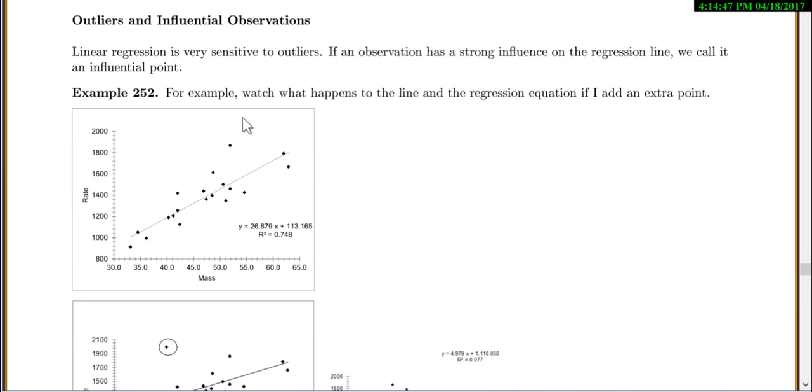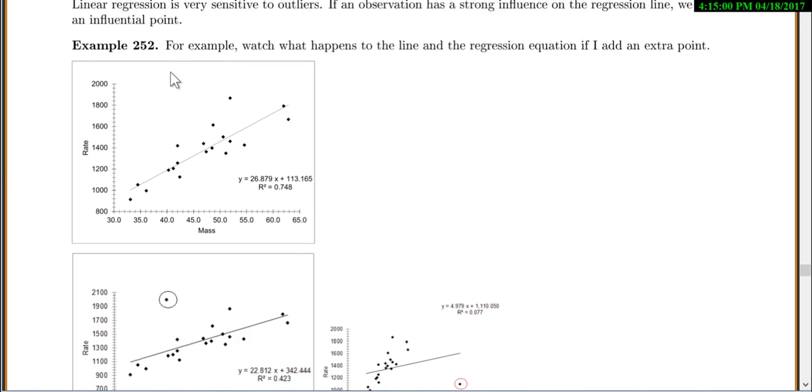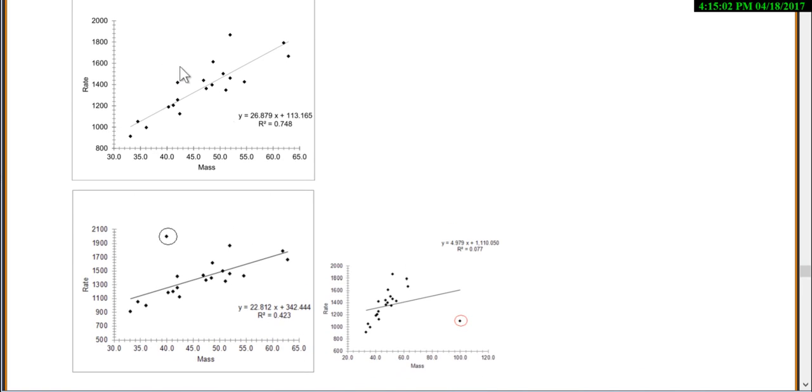And also outliers, okay? So linear regression is very influenced by outliers. It's very sensitive to outliers. If an observation has a strong influence on the regression line, we could call it an influential point. So in this example, we have here just a nice linear regression model. We have an R squared of 0.748. So you can kind of guess what the correlation would be from that by taking the square root. My points are fairly close to the line.